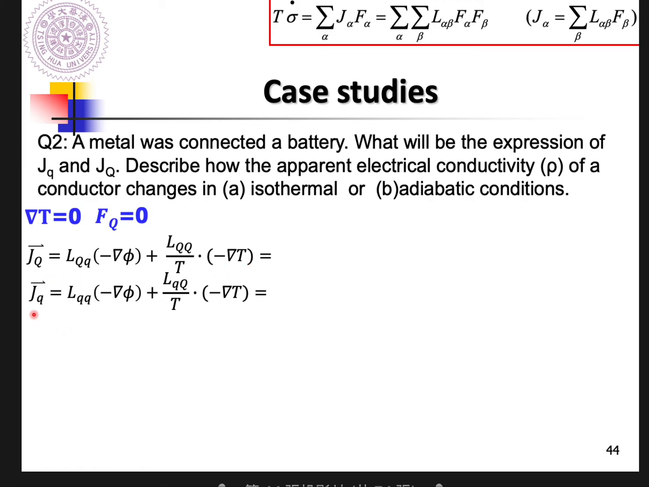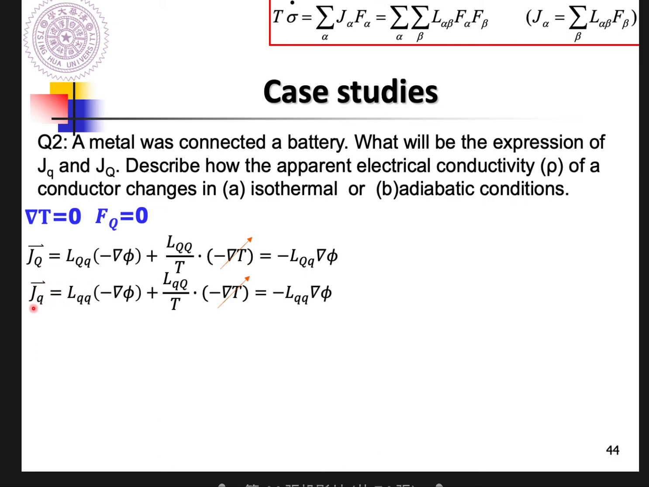And also you can get the current density driven by the electrical field, with the direct coefficient, plus the other possible driving force, the temperature gradient term, with the coupling coefficient. Because the temperature gradient equals 0, we do have the heat flux flowing through our metals. Although there's no temperature gradient, there's still heat flux.